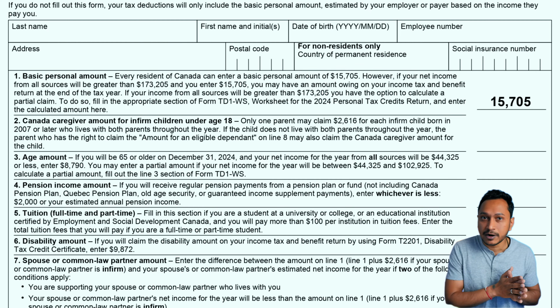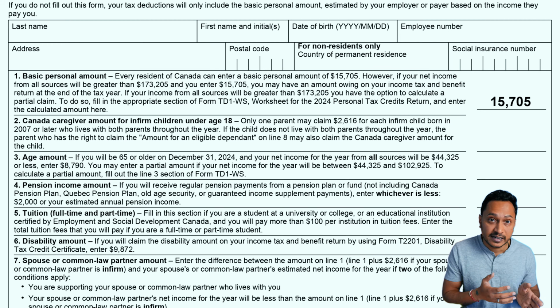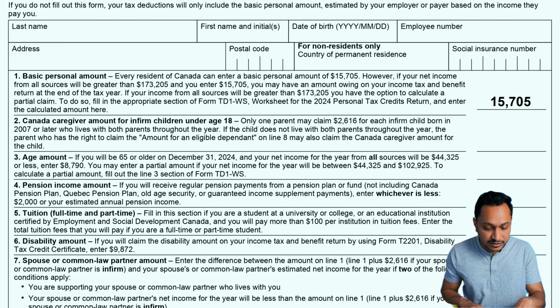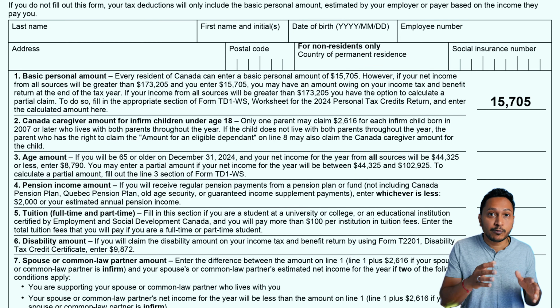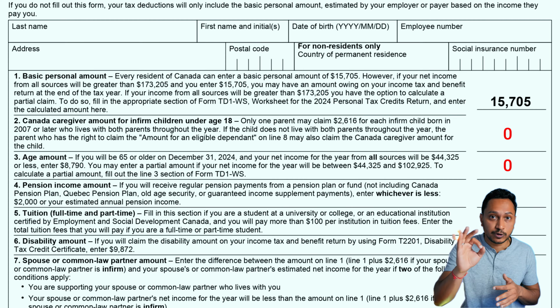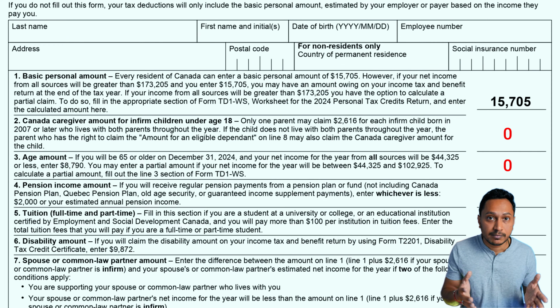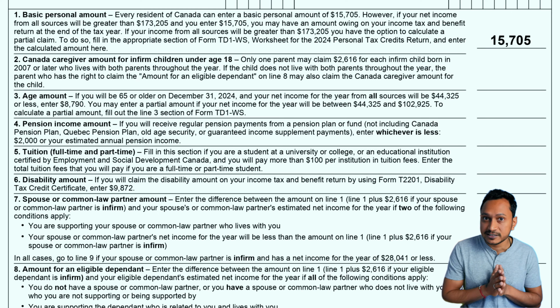The third one is the age amount, also for people who are retiring or already retired, so we'll skip through that as well. Please make sure that when we are skipping through anything, enter 0 in that box. The fourth one is the pension amount, again 0 in that box. The fifth one is the tuition amount. Now this one is important, so let's discuss this.